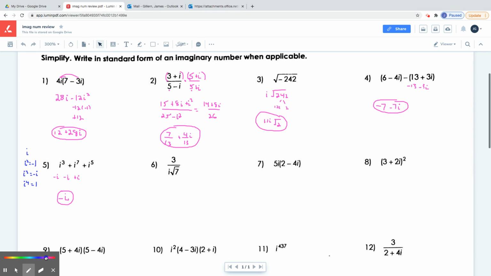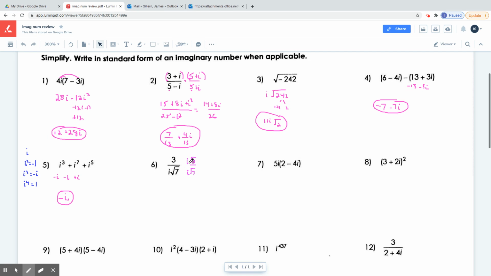All right. Moving on. Number 6. So we have two things here. If it was just a square root of 7, we would multiply the top and bottom by the square root of 7, right? But it's not just a square root of 7. You also have an i. So to get rid of i, you have to multiply by i on the top and bottom. So it's i root 7.